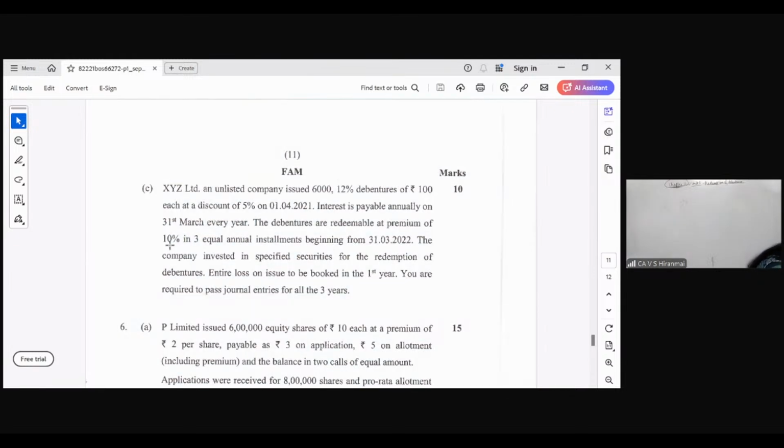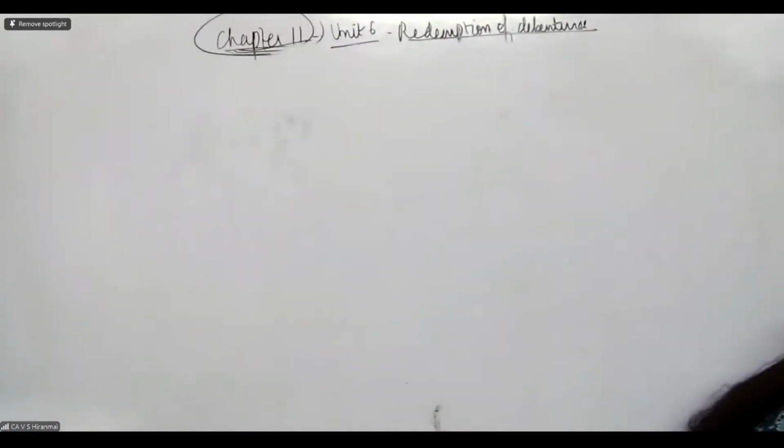Now, debentures are redeemable at a premium of 10%. Oh my God. So what is happening, my dear students? The debentures are redeemable at the rate of 10% premium. That is, premium on redemption is there. So the 6,000 into 100 is there, no? 10% I'm going to add and repay them in 3 equal annual installments beginning from 31/3/2022. Okay. The company invested in specified securities for the redemption of debentures. Entire loss on the issue to be booked in the first year. You are required to pass the journal entries.